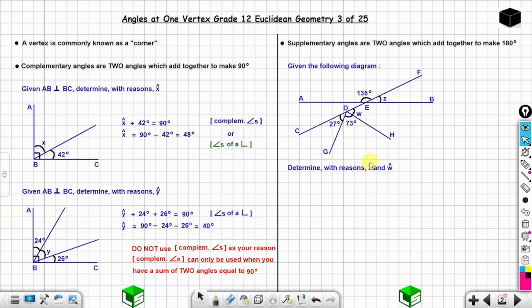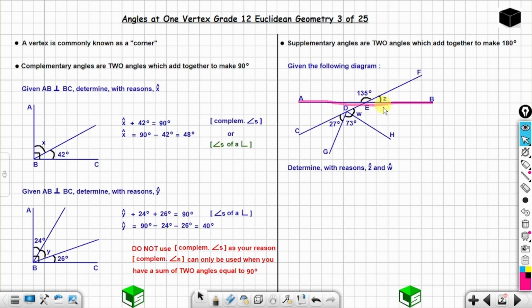Let's determine Z first. Can you see this is Z? You can use the line AB to determine Z, because you know the angles on this straight line, the sum is equal to 180 degrees. Angles on a straight line.